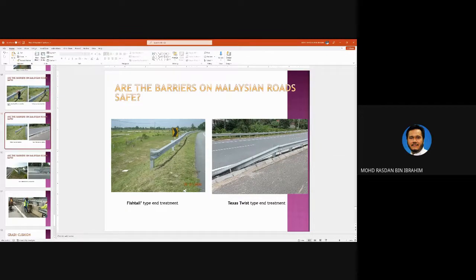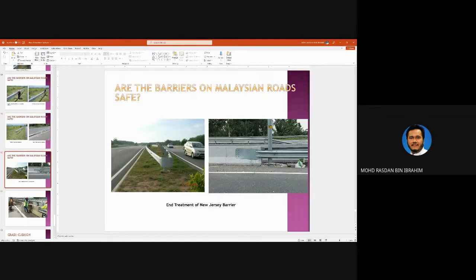Texas twist, this also is very frequent. In fact, this picture here I took in 2019. Okay, the designer is not aware that this design is no longer being allowed, because there are records where vehicles hit this, and this ending here becomes a flying ramp. So the vehicles hit it, go up, and the cars end up flying due to the angle of this end treatment. So it is no longer being allowed. Okay. Normally for this kind of thing, we need crash cushions. Crash cushions over here. I don't have a picture.